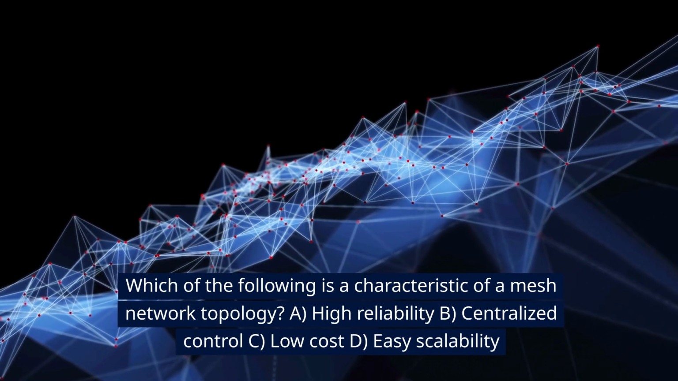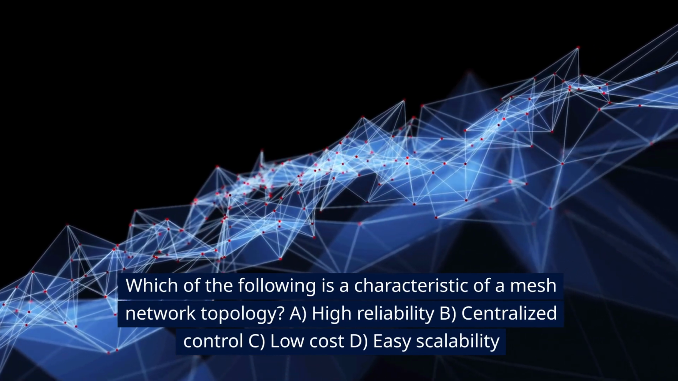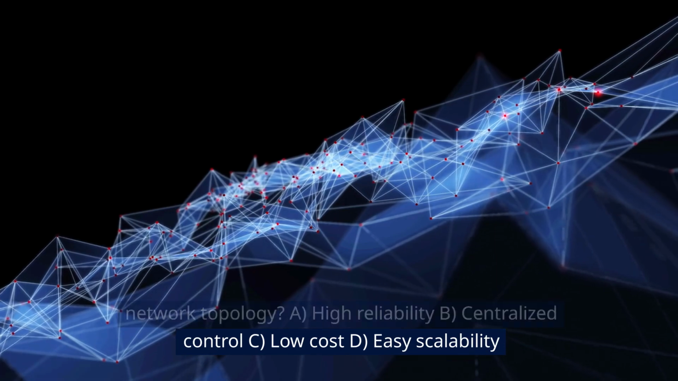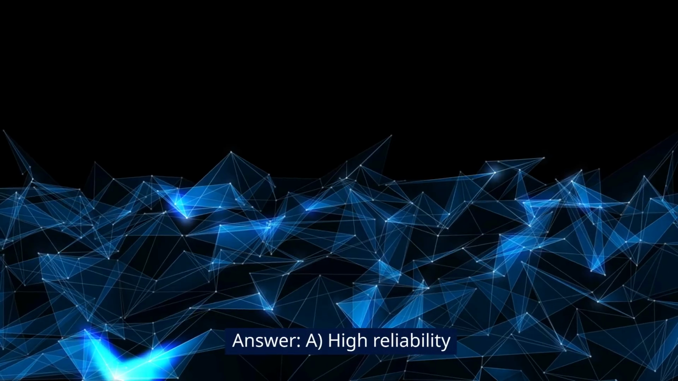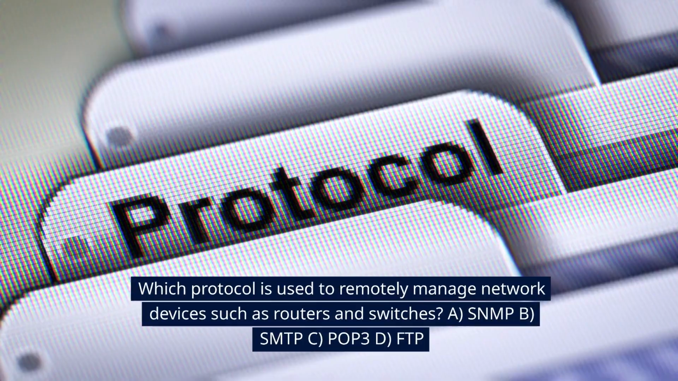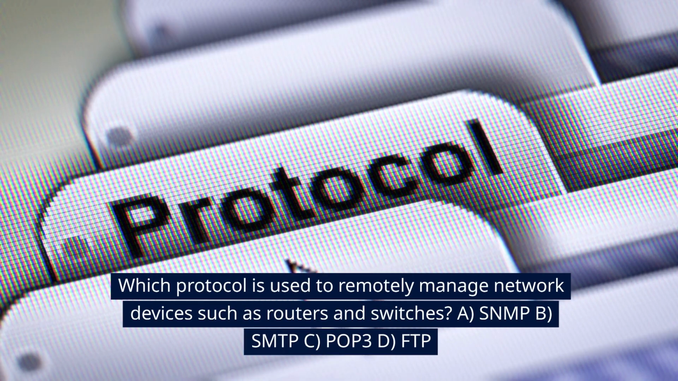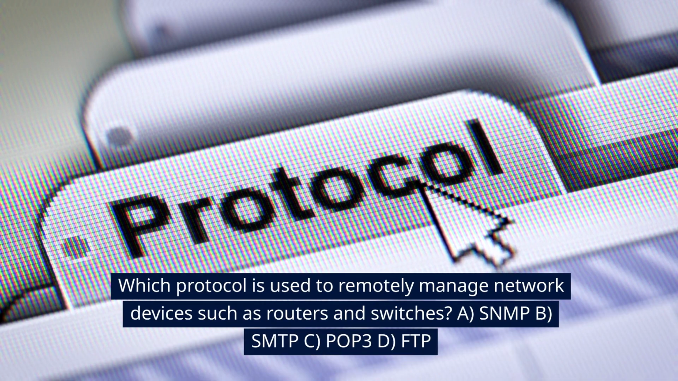Which of the following is a characteristic of a mesh network topology? A. High reliability. B. Centralized control. C. Low cost. D. Easy scalability. Answer: A. High reliability.